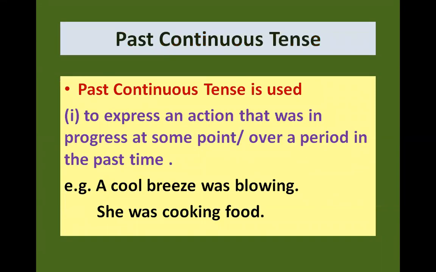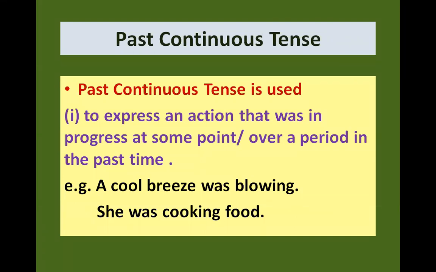Next is the past continuous tense. Past continuous क्या है? To express an action that was in progress at some point or over a period of time in the past. Past के किसी एक समय पे कोई एक action घट रहा था.